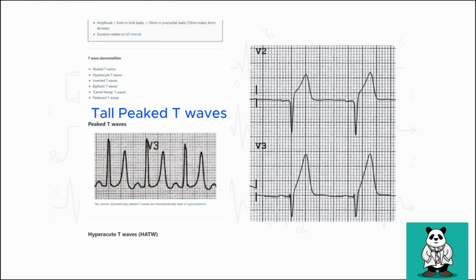But contrast that with a second pattern, where the T waves are also tall, but they are broad and asymmetrically peaked. Those are hyperacute T waves. We see these in the extremely early stages of an ST elevation myocardial infarction, or STEMI, often before the actual ST elevation even shows up. You might also spot this broad shape with Prinzmetal angina.